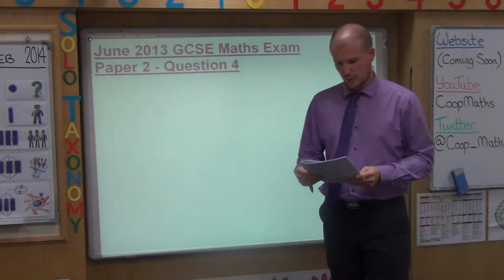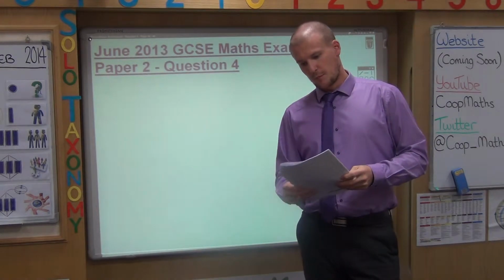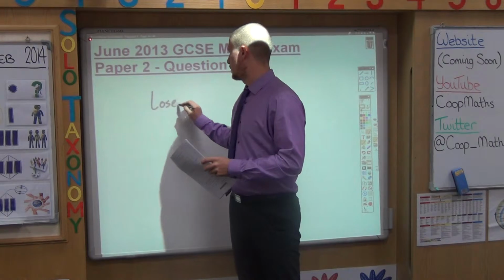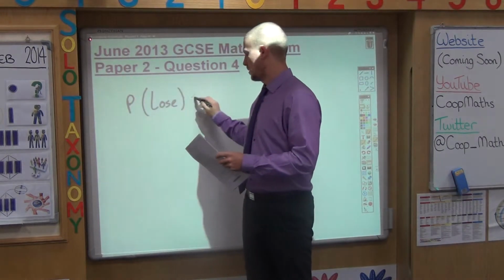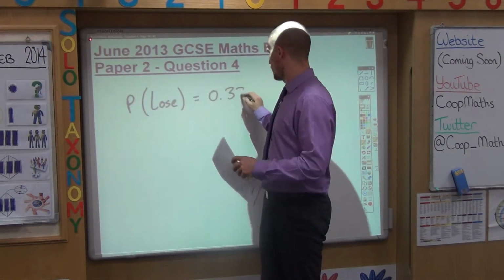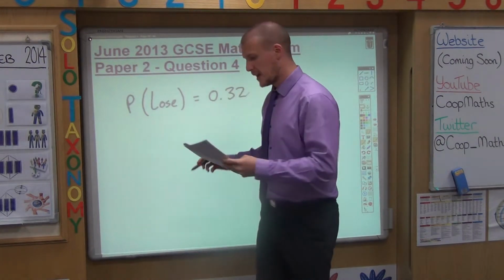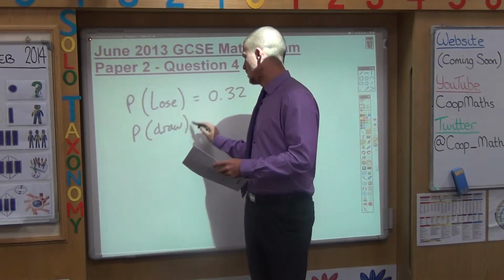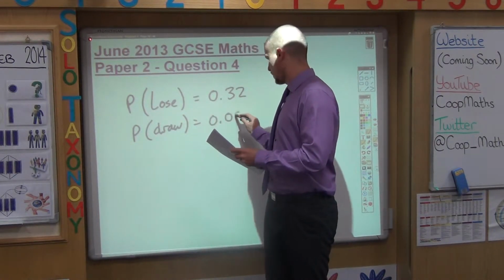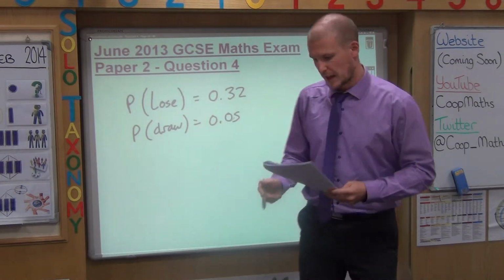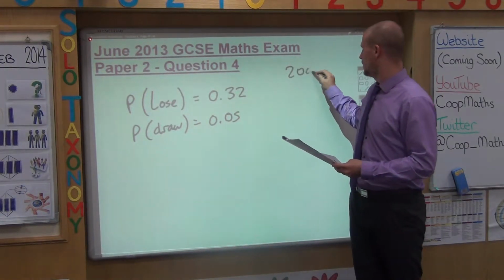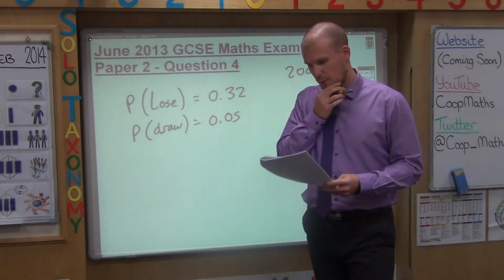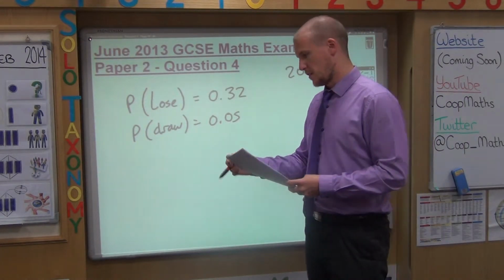Paper 2, question 4. Rihanna plays a game. The probability that she will lose the game is 0.32. The probability that she will draw the game is 0.05. Rihanna is going to play the game 200 times. Work out an estimate for the number of times Rihanna will win the game.